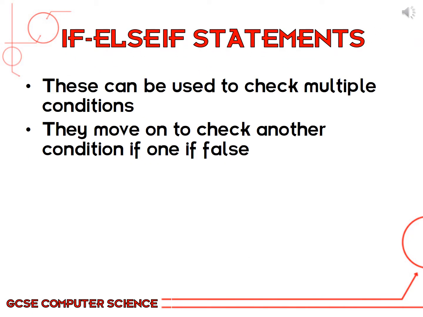We also have something called an if-else if statement. So in Python, this is shortened down to elif. So you might have used elif quite a few times in programs that you've created in Python. An if-else if statement is used to check multiple conditions. So if the first one isn't true, it will go on to the next one to check if that's true, and the next one to check if that's true, and so on. So if we look at a little example of that, it'll make a bit more sense.